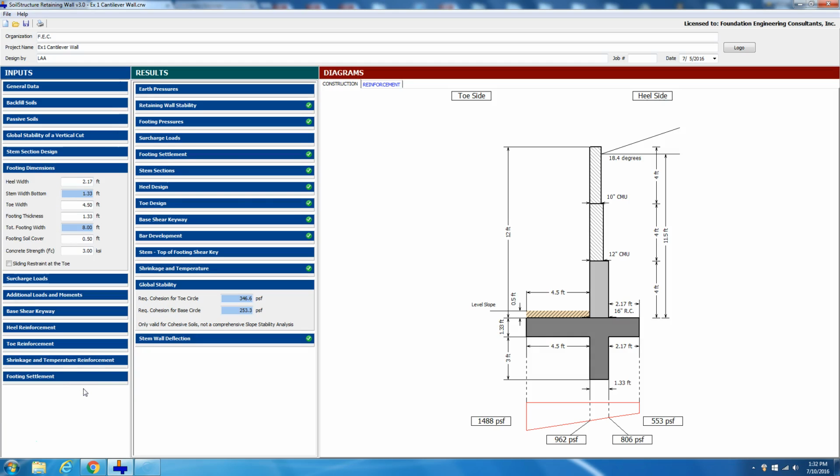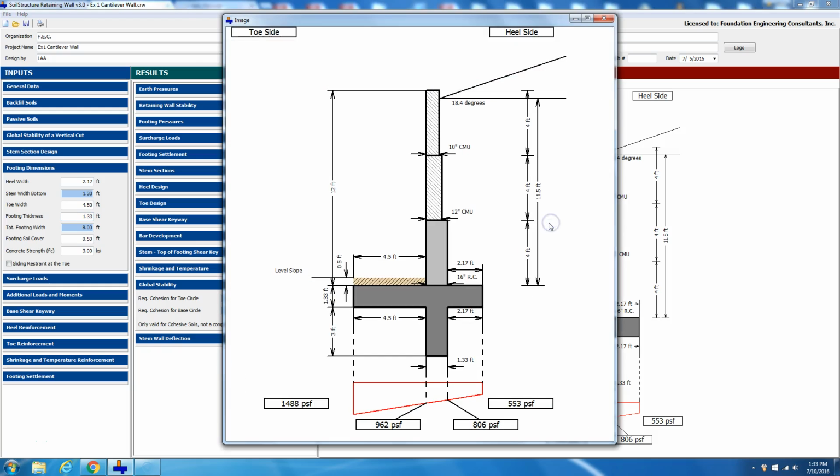Next we go to footing dimensions, and we happen to choose 2.17 feet of heel and then 4.5 feet of toe, and we made the thickness 1.33 to meet the development length at the hook depth of number 5 bars coming from the stem. Now let me pause here just a little bit. Let's go back to our diagram here.